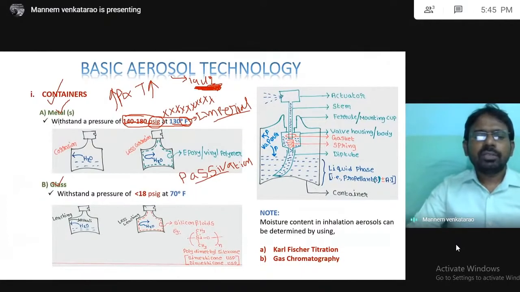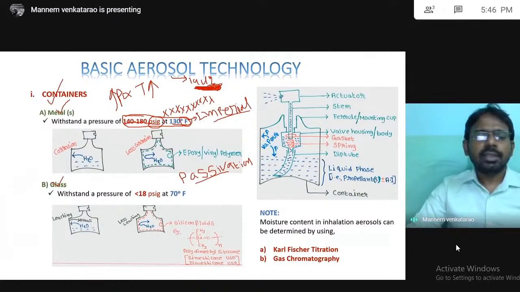Three points, friends. First, the important property for a metal used in the packing of aerosol products: it must withstand a pressure of 140 to 180 pounds per square inch gauge measured at 130 Fahrenheit. Second point is the disadvantage: corrosion is the major drawback. How can you reduce it? Not prevent, reduce? That is by applying epoxy or vinyl polymer.